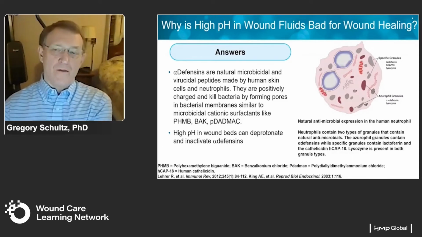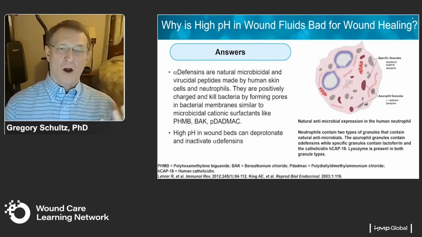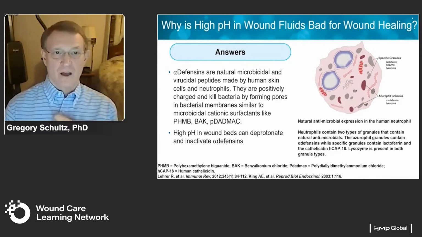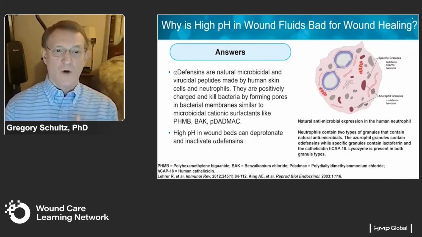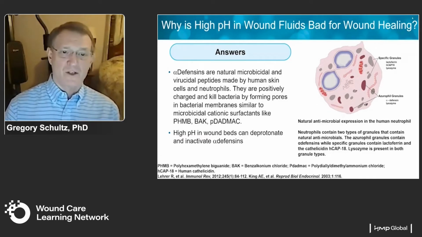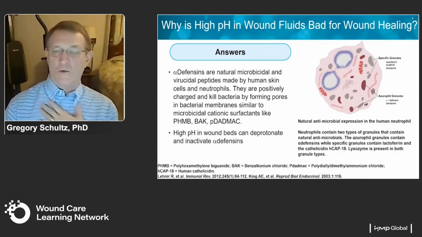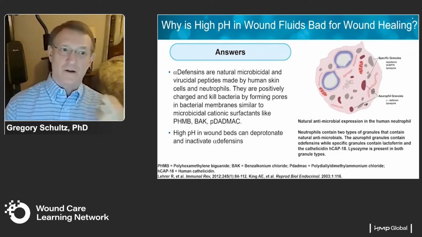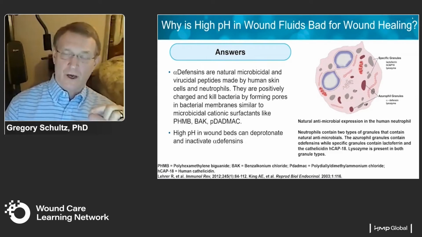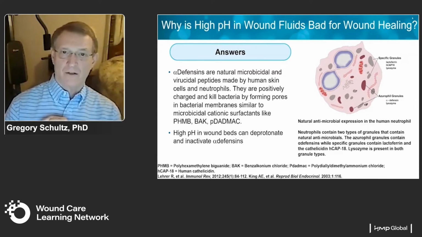So another important point for us to remember is that our body makes the alpha defensins, which are normal microbicide and viricide peptides. Now, this is a cationic, positively charged molecule. And so the bottom line is that high pH can lead to deprotonation and inactivation of the alpha defensins that are one of our body's major antimicrobial and antiviral proteins. And so we need to understand that elevating the pH actually helps to defeat the effect of our natural antimicrobial peptides.